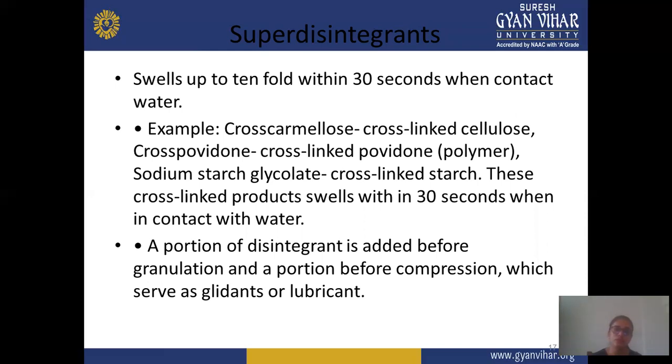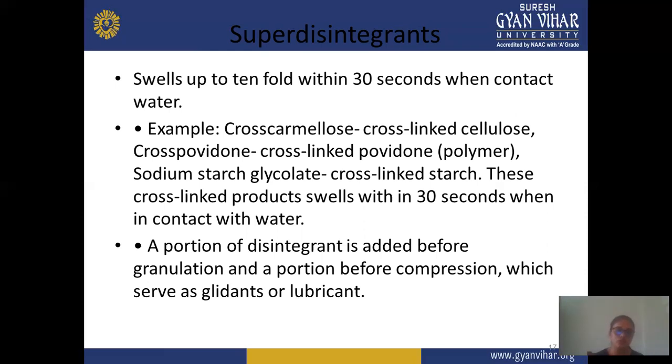Examples of super disintegrants are croscarmellose, which is cross-linked cellulose, and crospovidone, which is cross-linked povidone. Mainly polymers are used as super disintegrating agents. These are polymers which easily disintegrate the tablet or swell very fast, up to 10 folds more than a normal tablet within a second, and these cross-linked products swell within 30 seconds in contact with water. A portion of disintegrant is added before granulation and a portion before compression, and a glidant or lubricant you can also use.